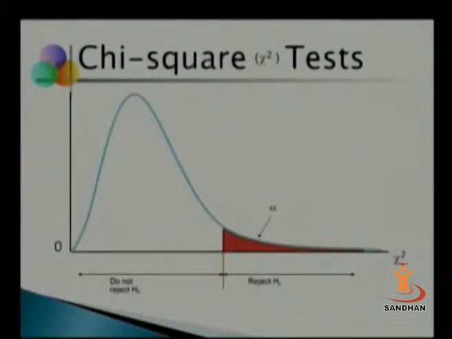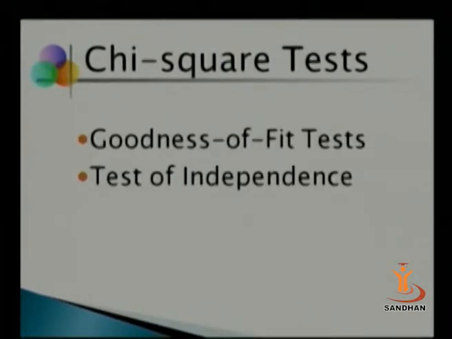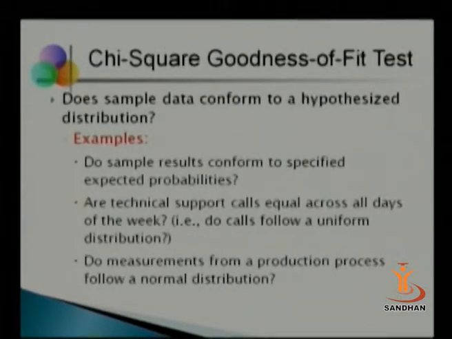Basically, when we have qualitative data, when the variable is qualitative, then the chi-square test is used. It is used for testing the goodness of fit and the test of independence. In a goodness of fit test, we are interested in testing whether the sample results conform to the specified expected probabilities or not. That can be tested by the chi-square test of goodness of fit.